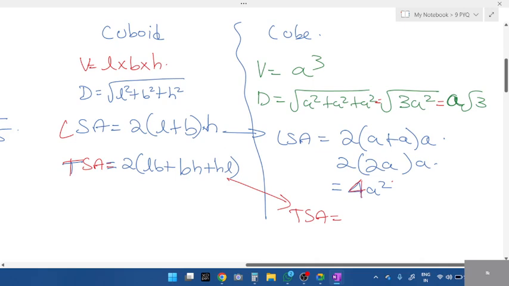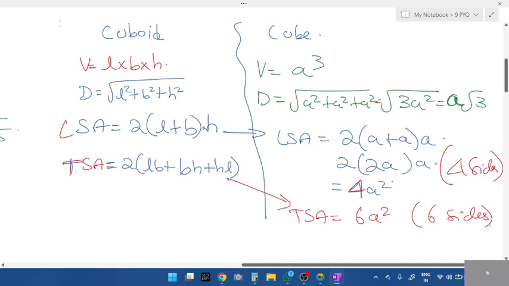How many sides are there in a lateral surface area? Lateral surface area has only 4 sides. So therefore 4a square. Total surface area will be 6a square. It has 6 sides, 6a square. All of you understood the formula? Yes, quickly make a note of this, students.